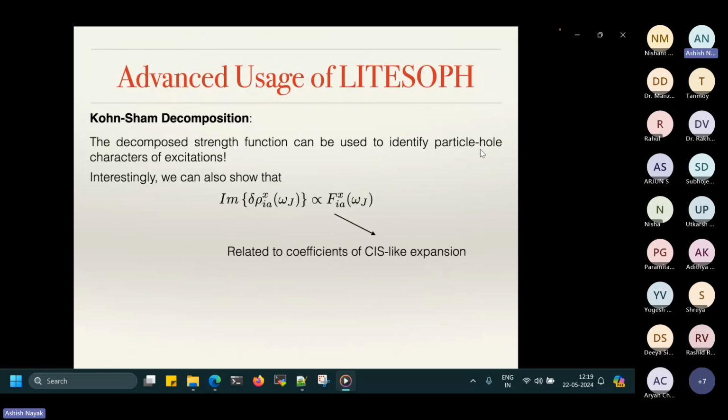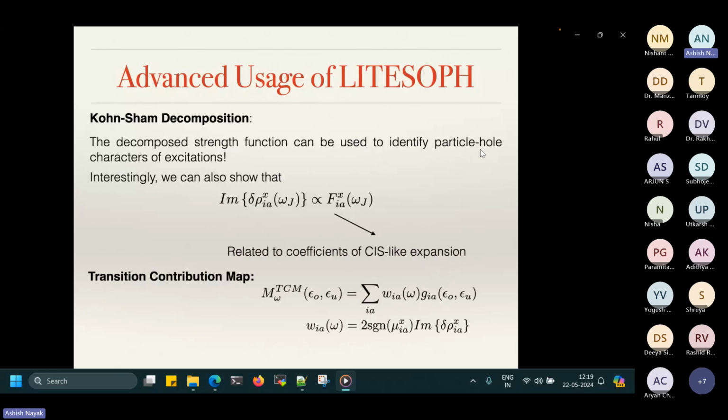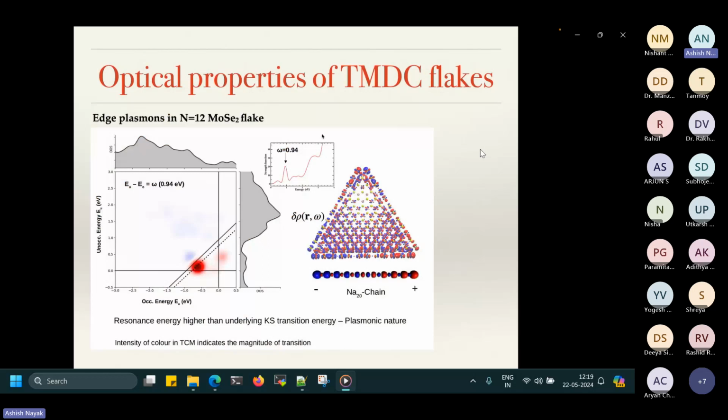So you can use this to identify also CIS-like expansion coefficients, which right now are not used in LITESOPH, but will be used in the future. And you can obtain the transition contribution map. So here's an example. If you take a triangular flake of MoSe2 and you look at the transition contribution map, you see these spots appearing below the resonance energy line. It refers to collective excitation.